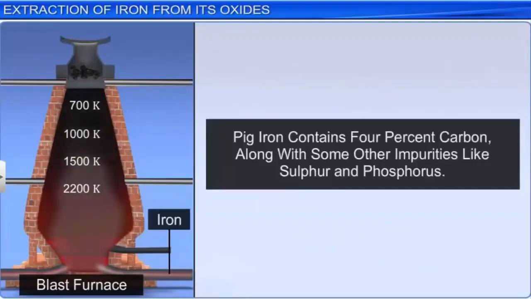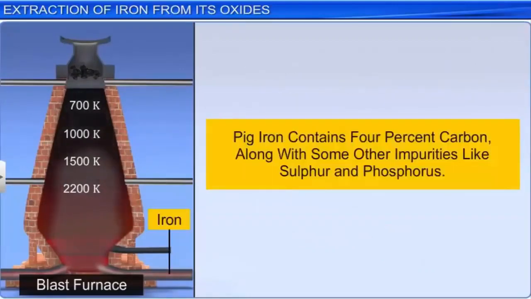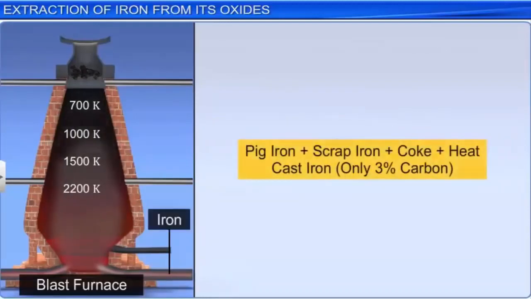The molten iron obtained in this process contains 4% carbon, along with some other impurities like sulfur and phosphorus. It is called pig iron. Pig iron is melted with scrap iron and coke in the presence of hot air to form cast iron, which contains only 3% carbon. It is hard but brittle.